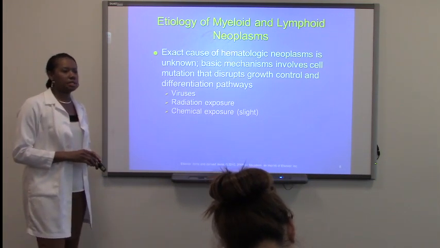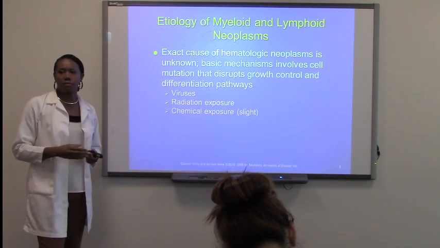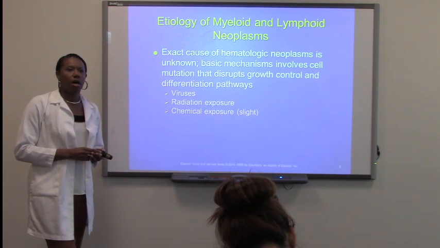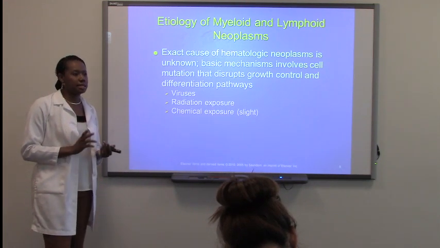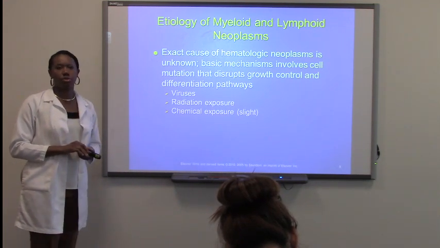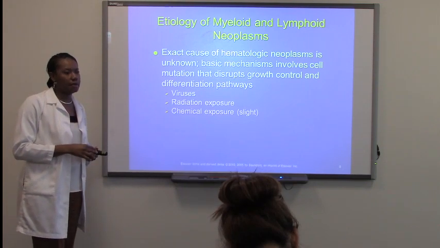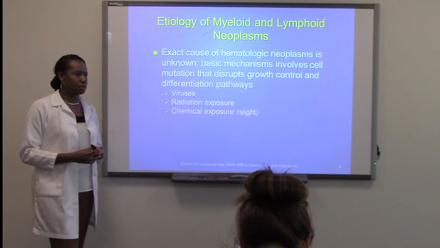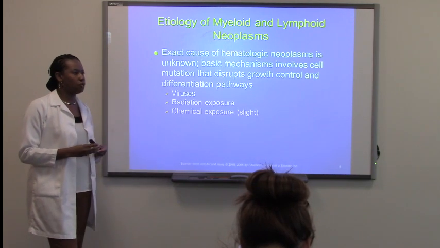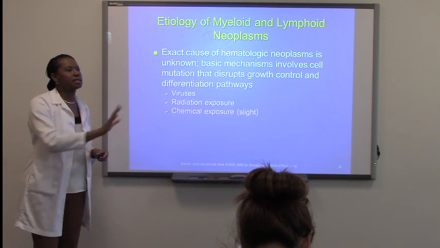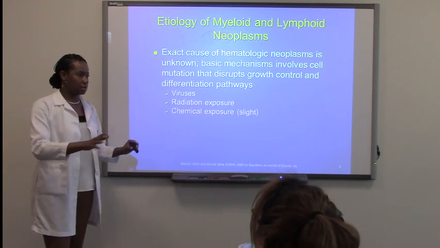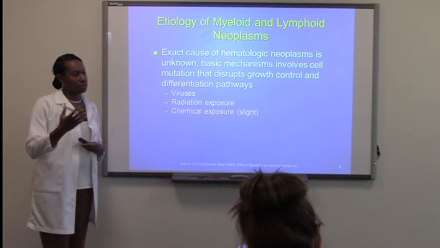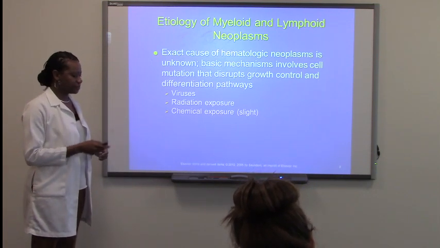Some viruses can give rise to different types of lymphomas, such as, for example, the Epstein-Barr virus. It has been tested and known that individuals that have a history of the Epstein-Barr virus can develop different types of lymphomas. Just keep that in mind, and we're going to go over that in a little bit. Not to say that everybody with the Epstein-Barr virus is going to get a lymphoma, but it's a possibility that these individuals may be at risk for it.